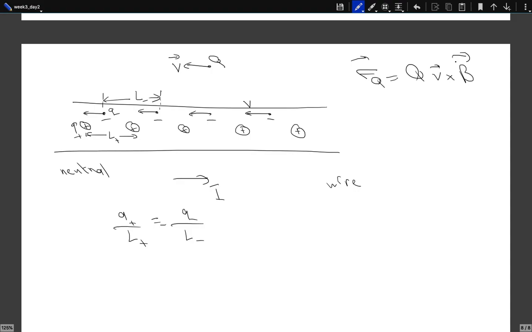If you have 2 electrons in one reference frame, you have 2 electrons in the other reference frame. Okay, see you on Monday.